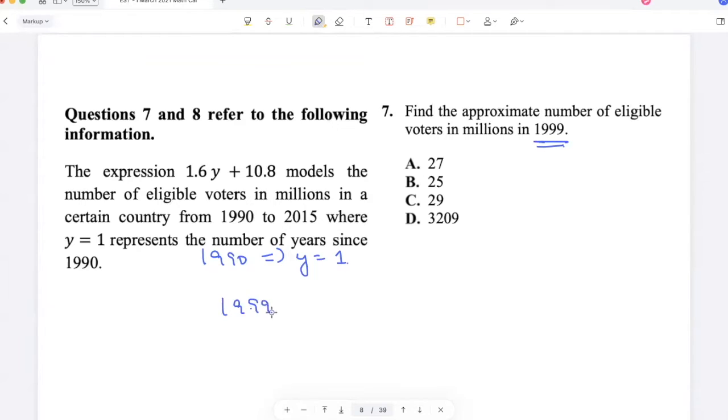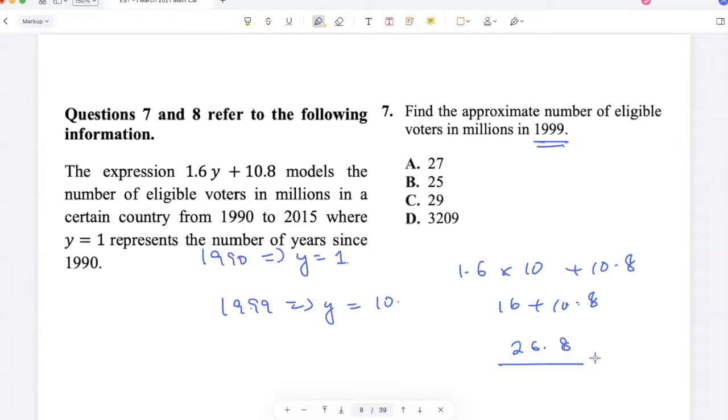So 1999 would be y equal to 10. So 1.6 into 10 plus 10.8. So 16 plus 10.8. So that's 26.8. So the closest is 27, option A.